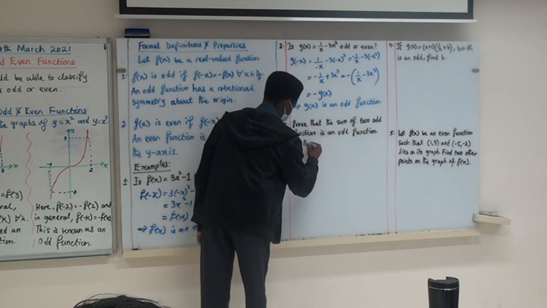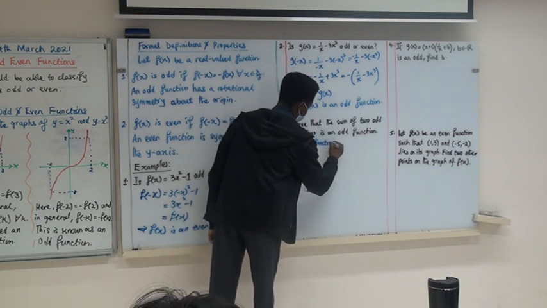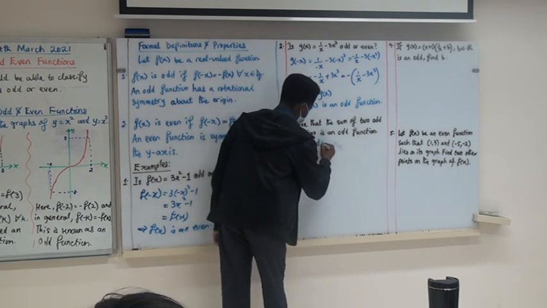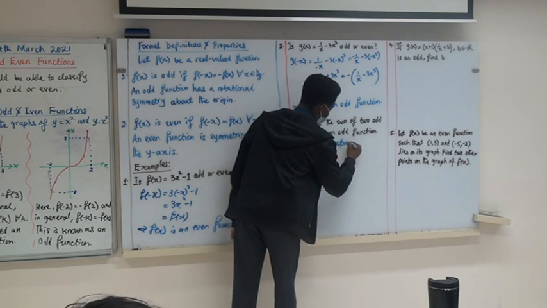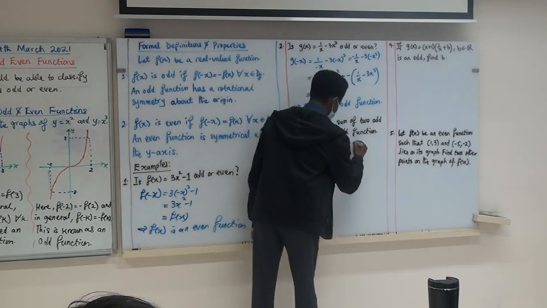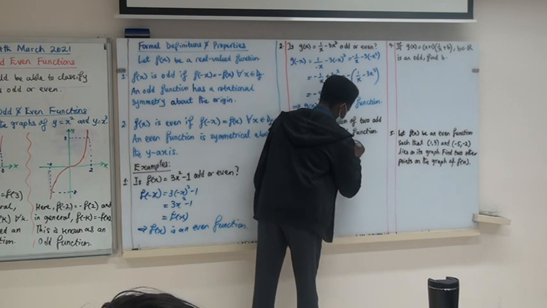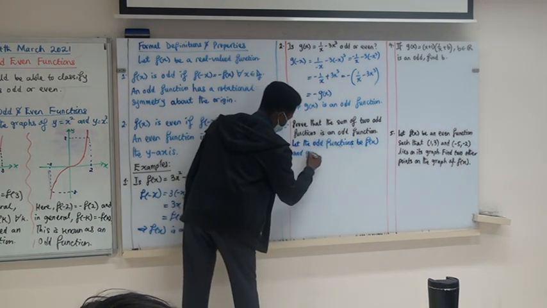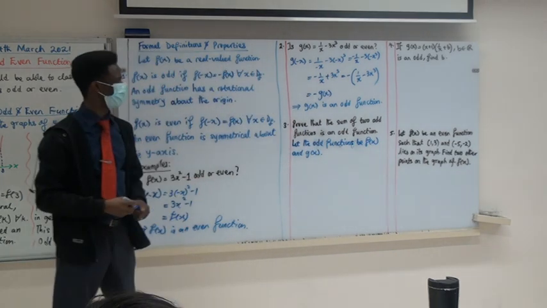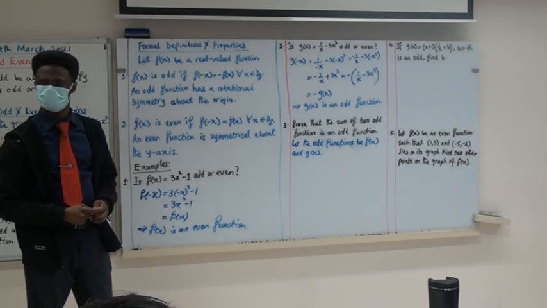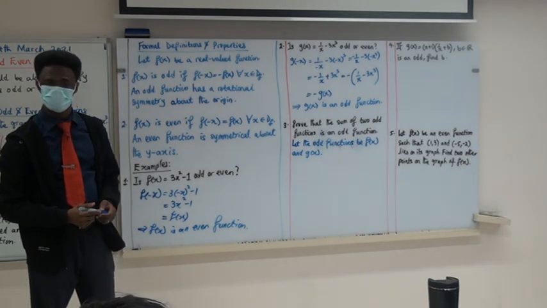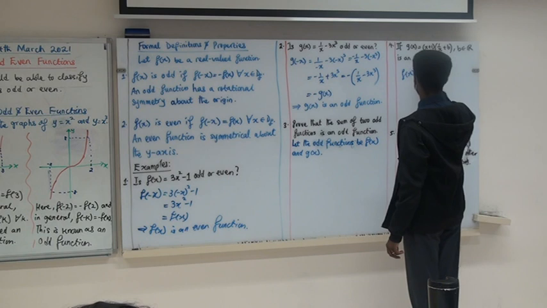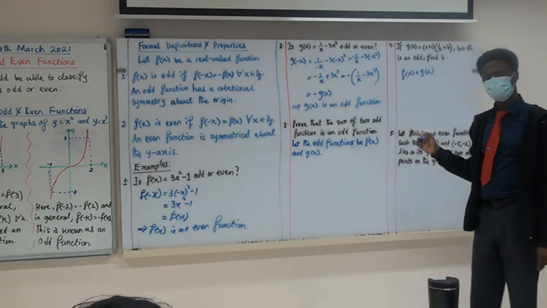Let f of x and g of x be odd functions. I need focus, okay. We want to prove that their sum is odd. The sum of f and g looks like f of x plus g of x, right? We want to prove that this sum is odd.